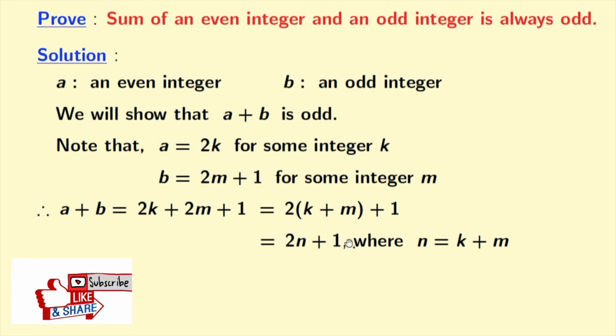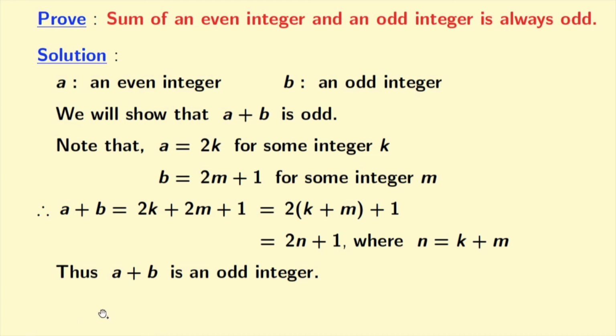And 2n plus 1 is not divisible by 2. So a plus b is also not divisible by 2. Therefore, a plus b is an odd integer. Hence, even plus odd is odd. So we have proved our statement.